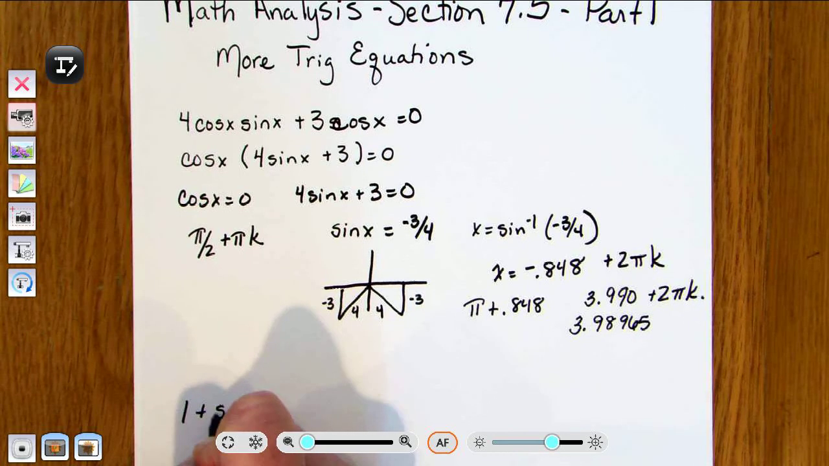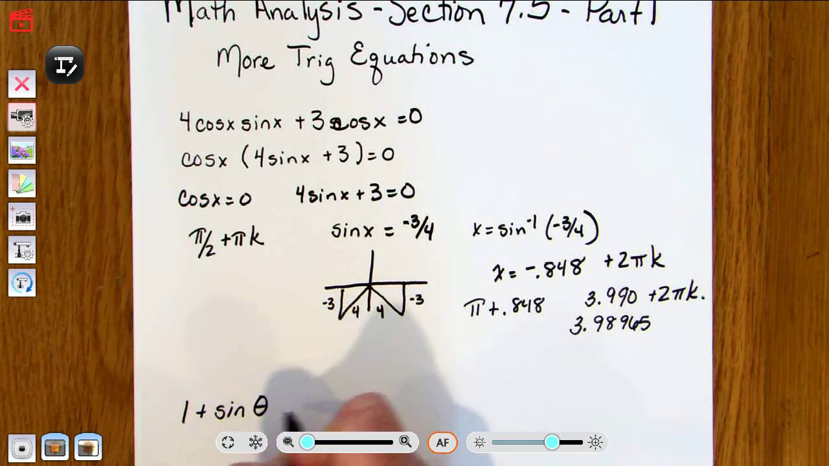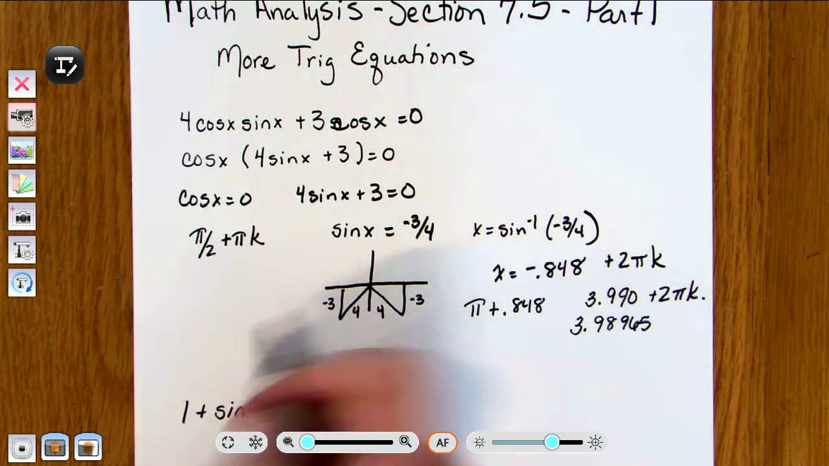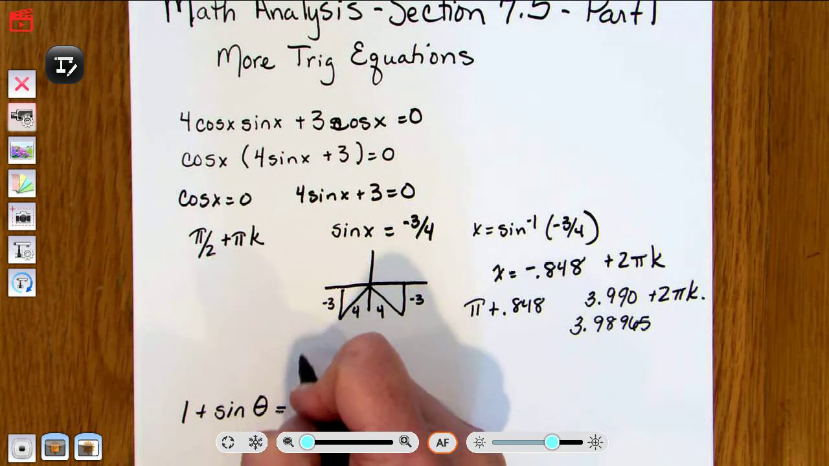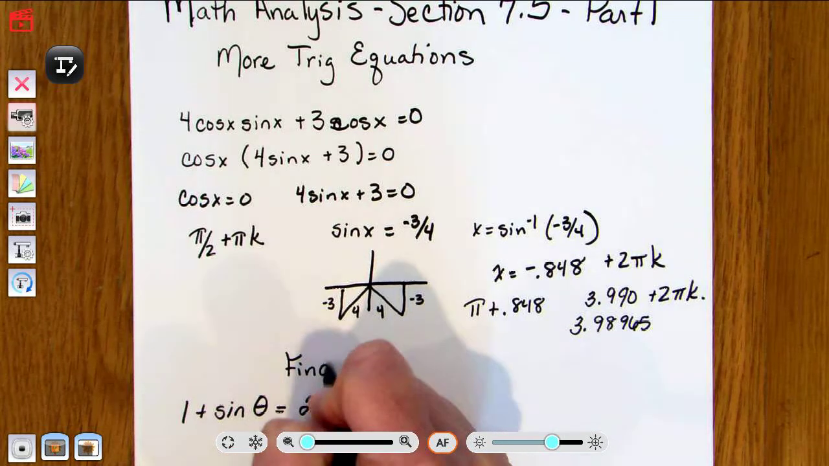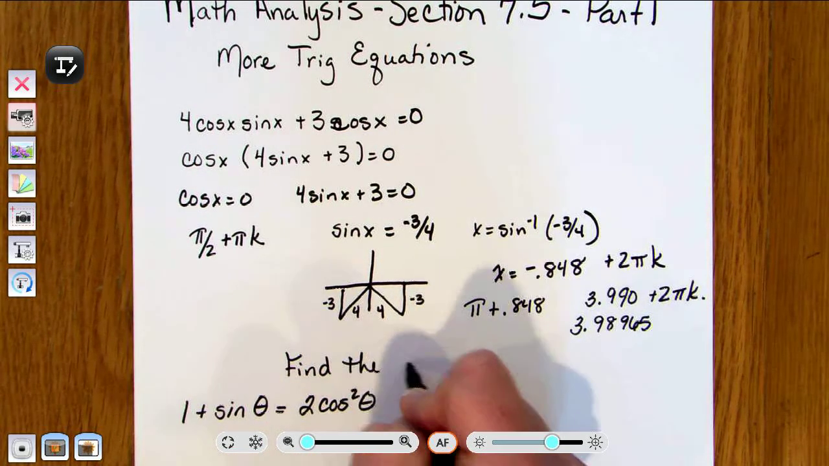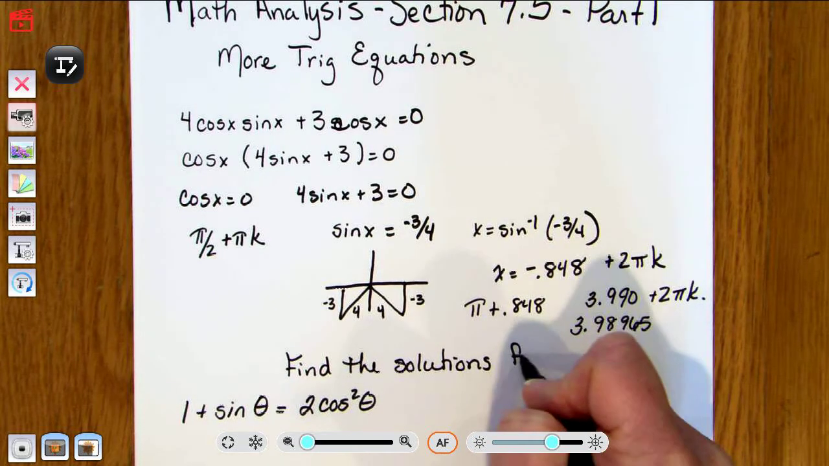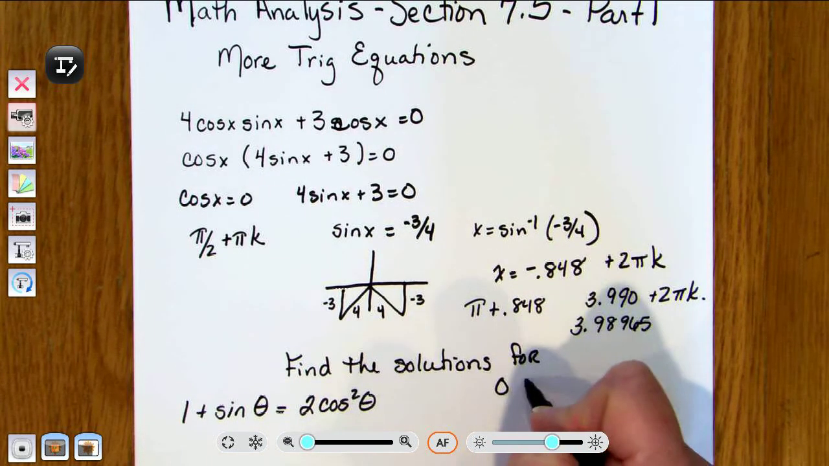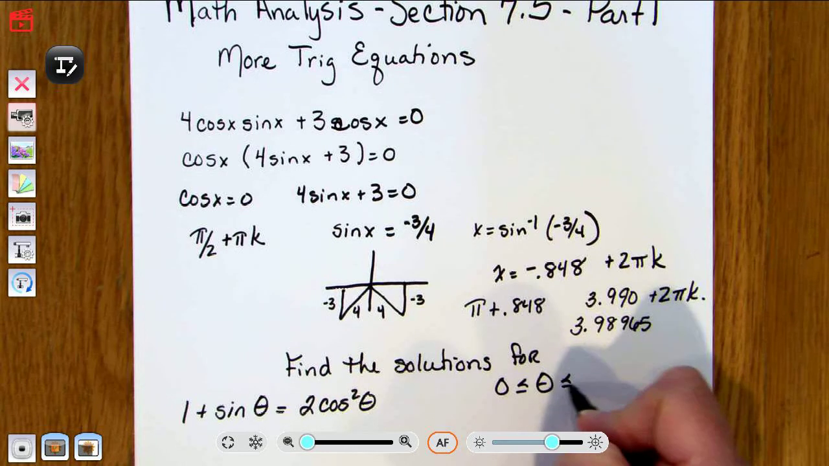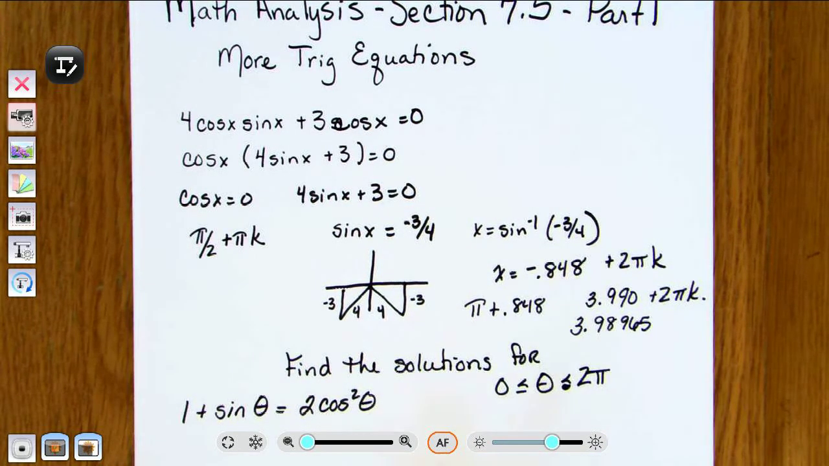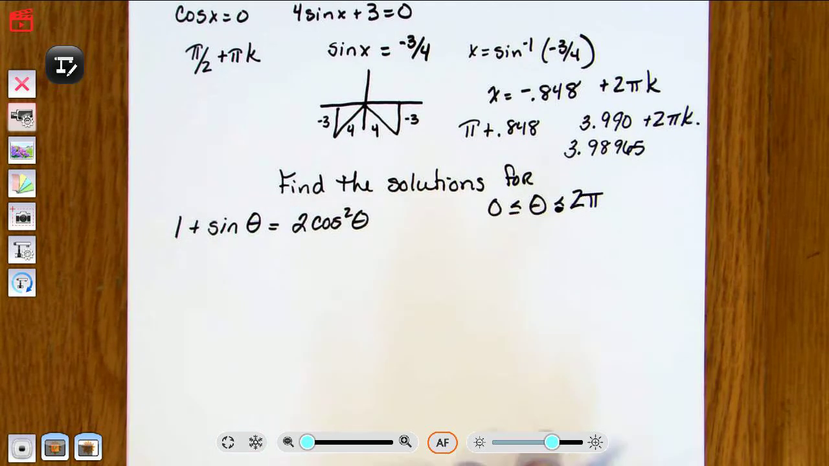1 plus sine of theta is equal to 2 cosine squared theta. And for these, let's just find the solutions for 0 less than or equal to theta, strictly less than 2 pi. So in just one time around the circle.